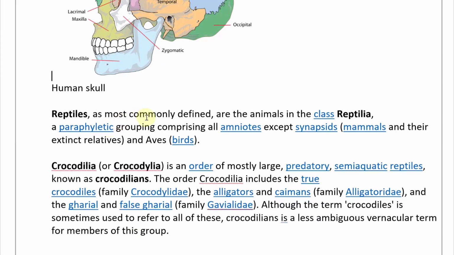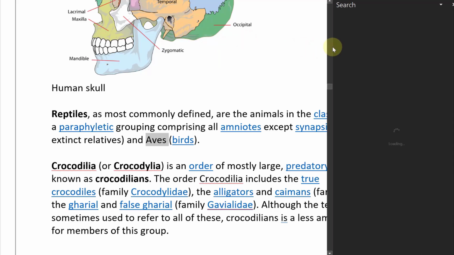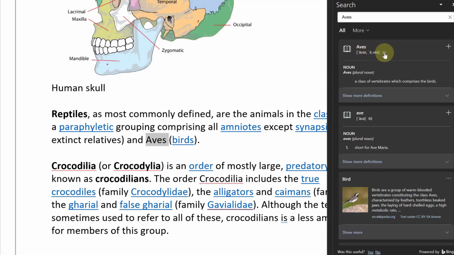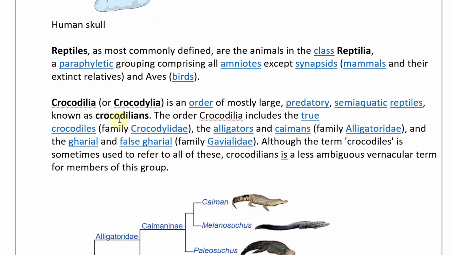So anyways, reptiles, as most commonly defined, are the animals in the class Reptilia, which is a paraphyletic grouping comprising all amniotes except synapsids, which are mammals and their extinct relatives, and Aves, which are birds. Now this one definitely needs a search. Aves or Aves? It's Aves. I got that way off. So Aves, which are birds.